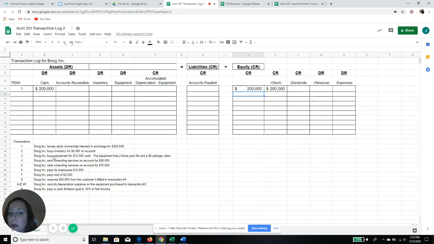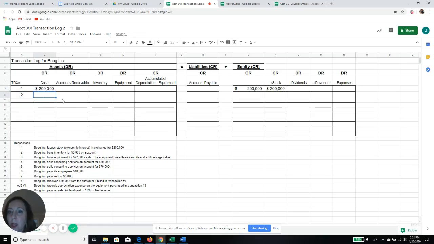Transaction number 2, Boog Inc. buys inventory for $5,000 on account. On account means that we're going to pay later. So let me enter transaction number 2. We received $5,000 of inventory, and instead of paying cash, we gave a promise to pay, which we call accounts payable. So on the asset side, we increased by $5,000. On the liability side, we increased by $5,000. So we're in balance.